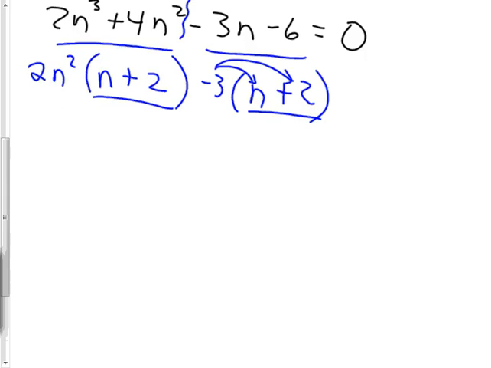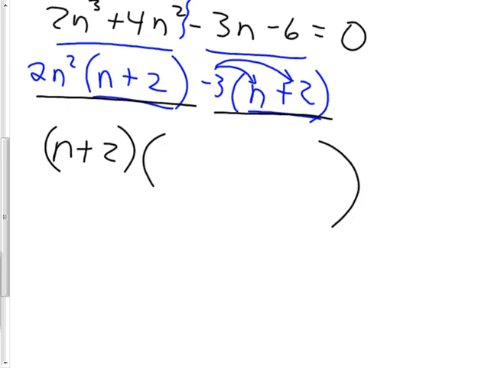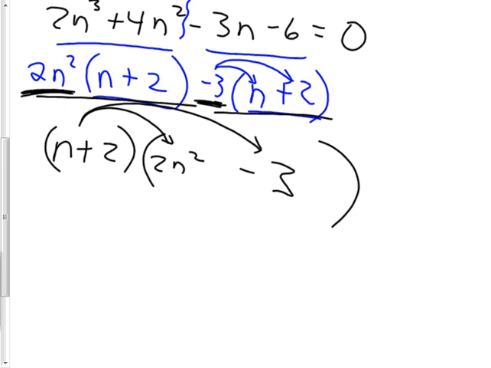All right, so if those n plus 2's can come out to the front, now if I'm dividing here by n plus 2 and dividing this by n plus 2, then what do I have left when they drop off? This and that. Again, if you want to check, multiply this times this, and that times that, and you should get this and that. All right, do you get how it's factored?